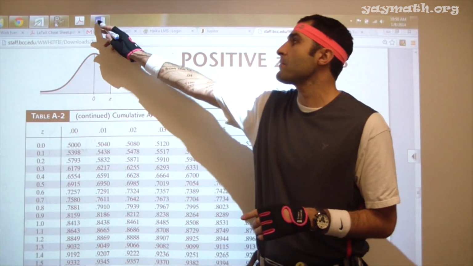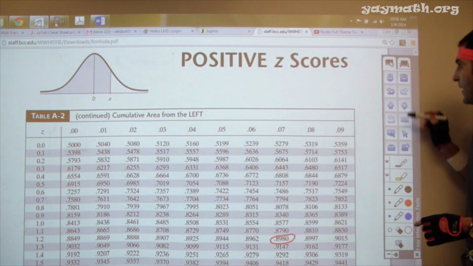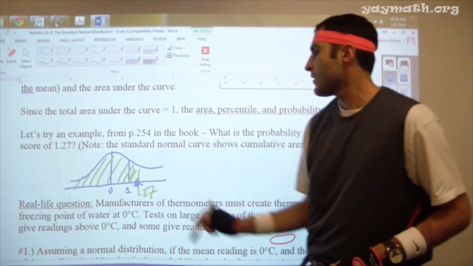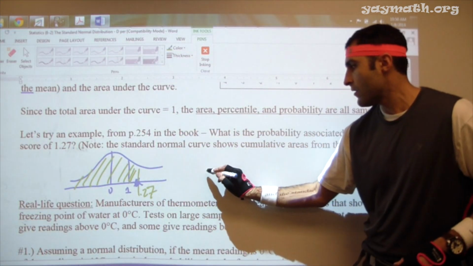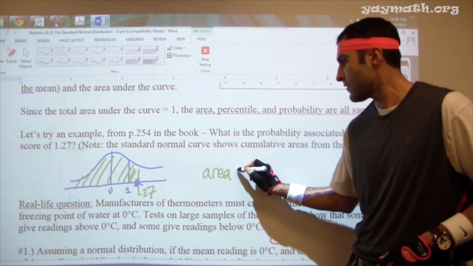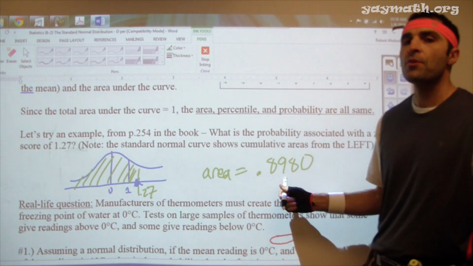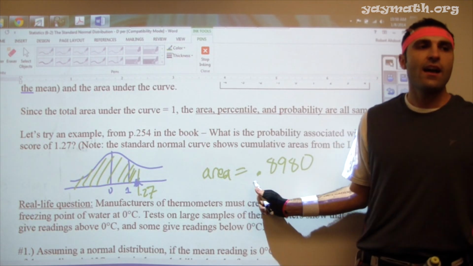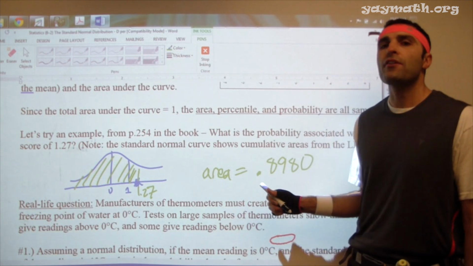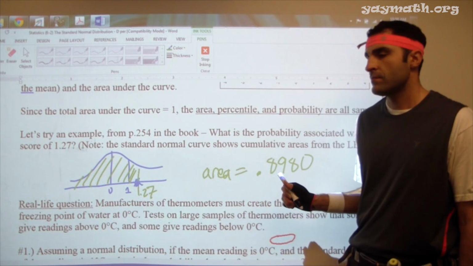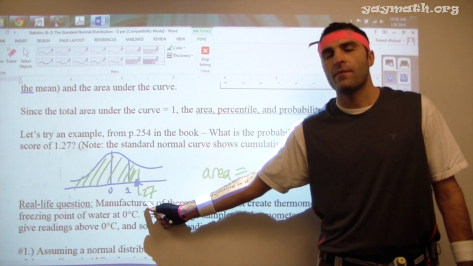Can we actually have someone say that for us? While I get this set up, I'm going to format it. Okay, so area equals 0.8980. Volunteer to put this in a complete sentence. I'll start it off. There is an area of 0.8980 to the left of the z-score of 1.27.